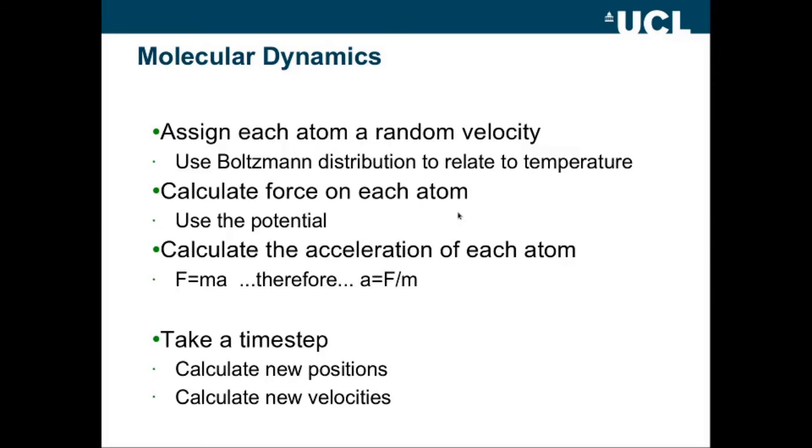What we generally do to initialize that is assign each atom a random velocity, and to do that we can use a Boltzmann distribution which relates kinetics to temperature. So we choose a temperature, we can assign random velocities to each of the atoms based on that distribution. We can then calculate the force on the atoms, we calculate the acceleration, we take a time step, finding new positions and new velocities.